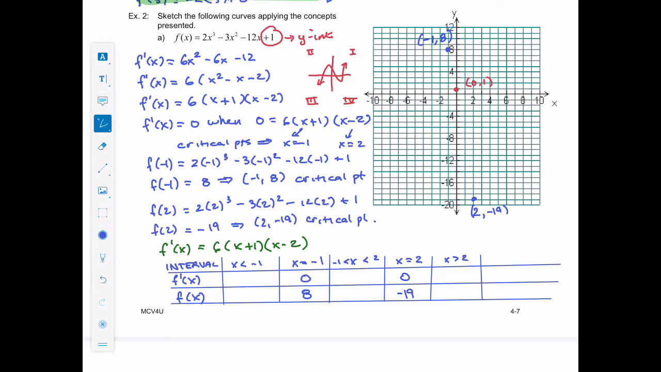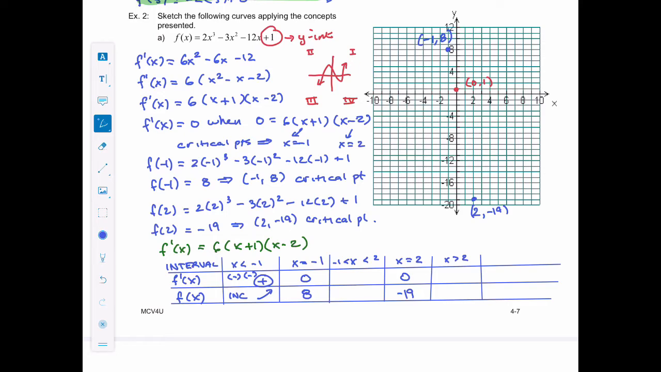So if I plug in -2 into my first bracket, so we have -2 plus 1, I'm going to get a negative. If I plug in -2 into the second bracket, I have -2 subtract another 2, it's going to be negative. So my answer is going to be negative times negative, which is going to be a positive, which tells me it's increasing towards the critical point.